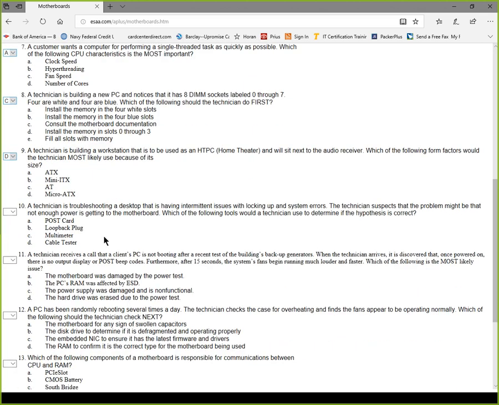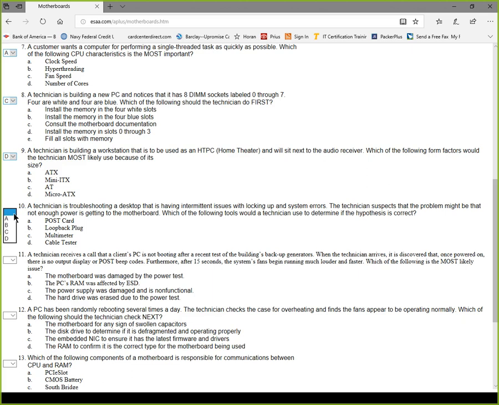Technician is troubleshooting a desktop that is having intermittent issues with locking up and system errors. The technician suspects that the problem might be that not enough power is getting to the motherboard. Which of the following tools would the technician use to determine if the hypothesis is correct? Postcard, loopback, multimeter, or cable tester? D, cable tester. I got a cable tester, a cable tester.